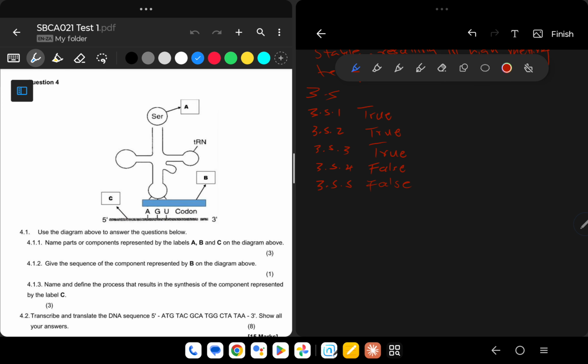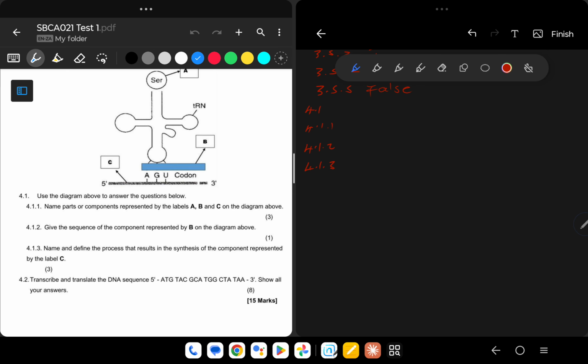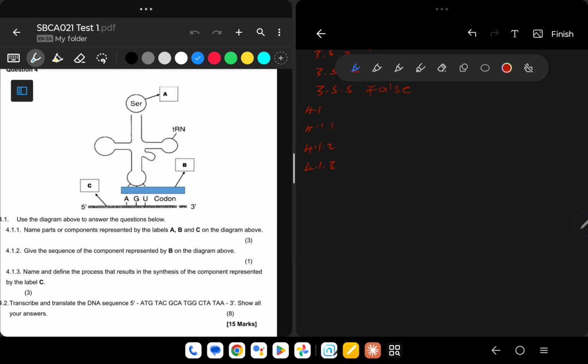Now let's look at question 4. We have our structure there. We have 4.1, 4.1.1, 4.1.2, 4.1.3. 4.1.1 says name the parts or components represented by A, B, and C. Okay, we have A, we have B, we have C.